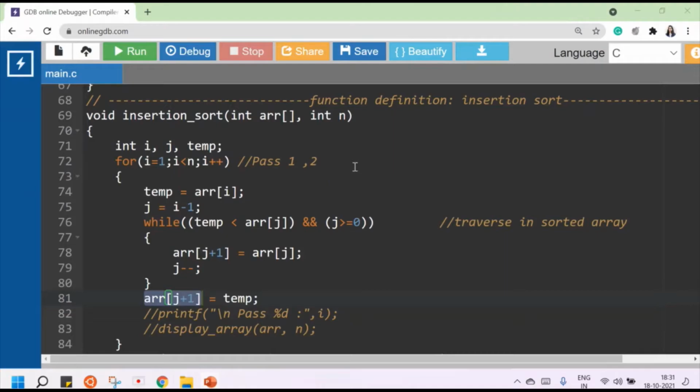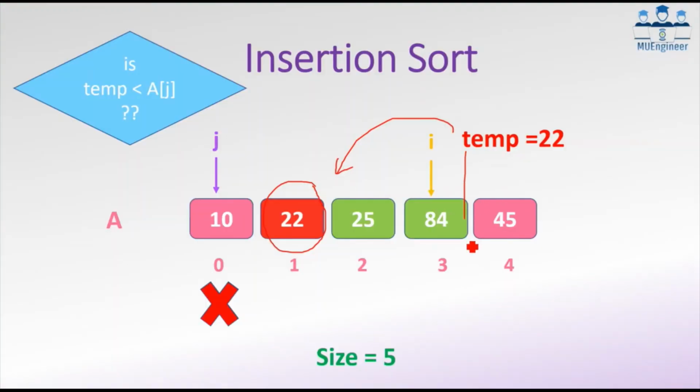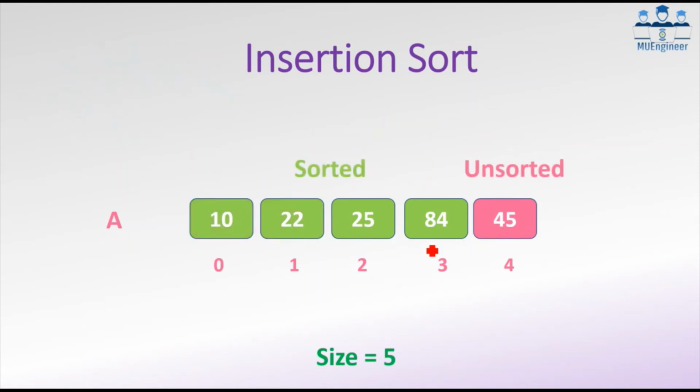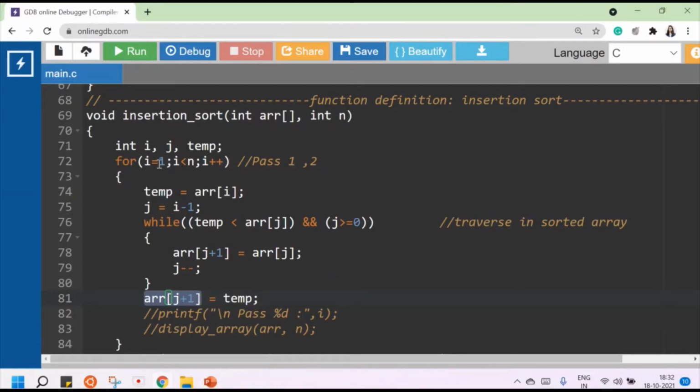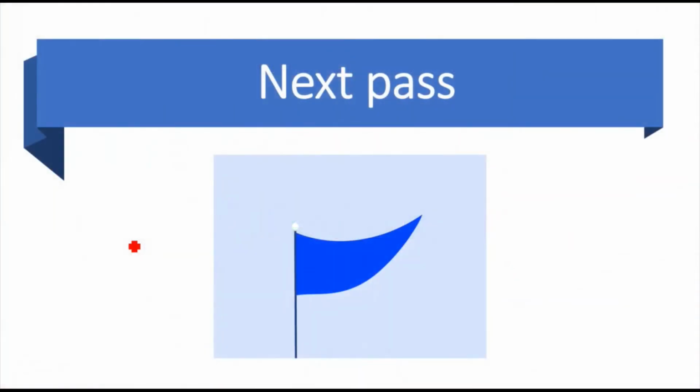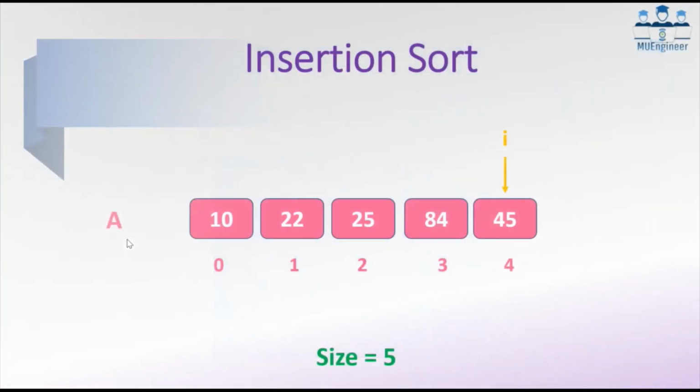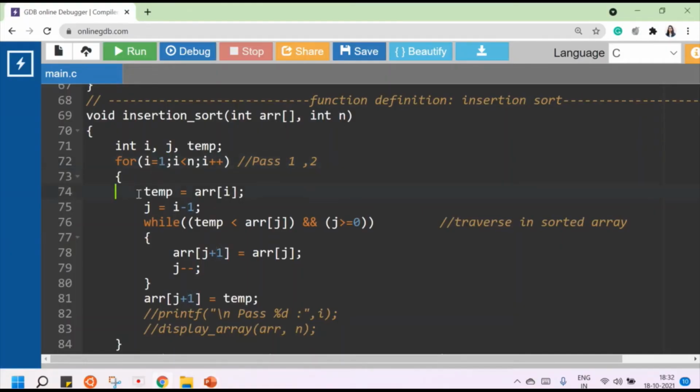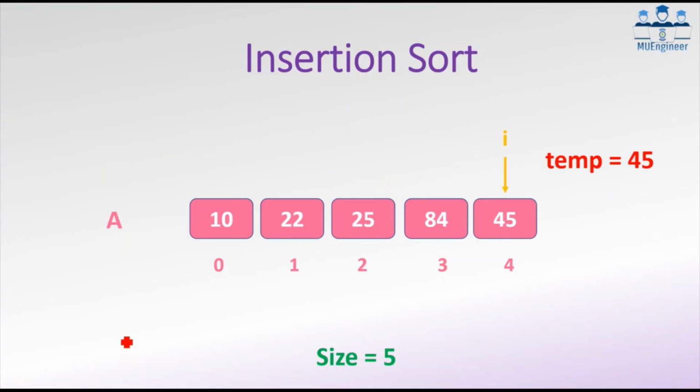Are you following this? So with this, we are done with this pass of insertion sort, and at the end of this pass, I got these 4 numbers in the sorted list. So now only one element is left in the unsorted array, and that is the last pass. So at this pass, my i value is equal to 4. Temporary is equal to array of i, that is 45. j is equal to i minus 1, so j is pointing to 84.